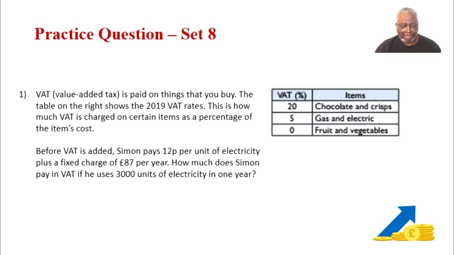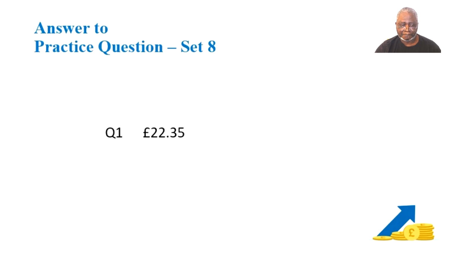Before VAT is added, Simon pays 12p per unit of electricity, plus a fixed charge of £87 per year. How much does Simon pay in VAT if he uses 3,000 units of electricity in 1 year? And the answer is £22.35. So you'll find out that questions on taxation can be quite wordy, but you need to take your time to read and understand it carefully.